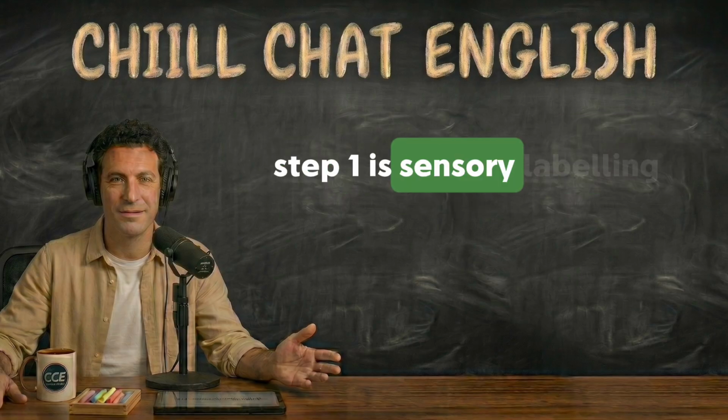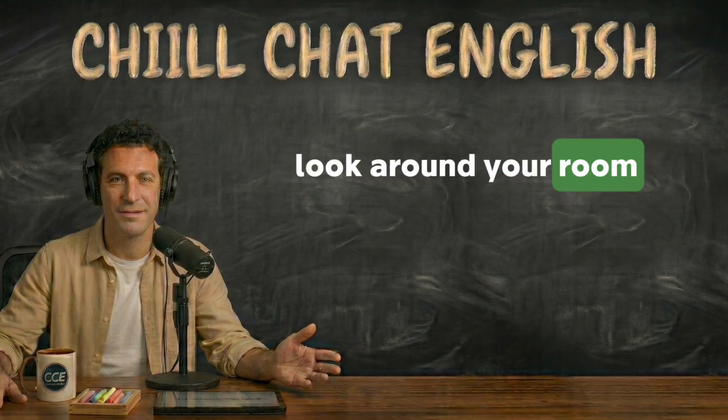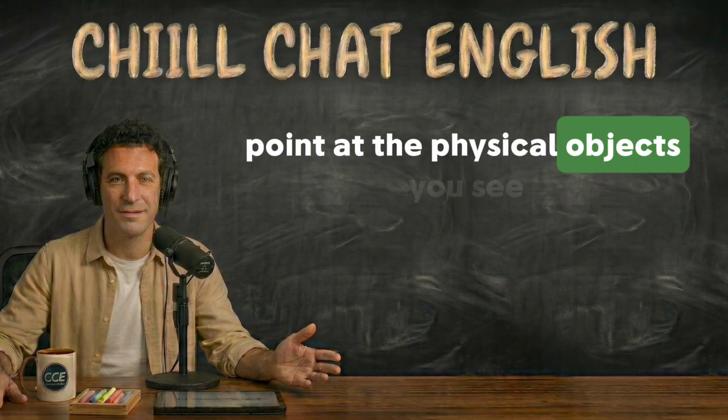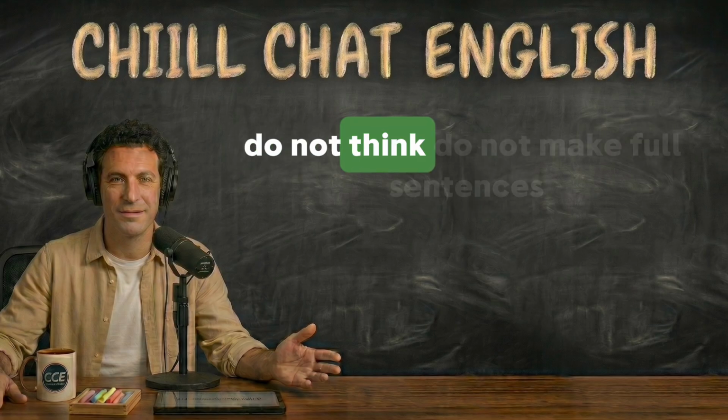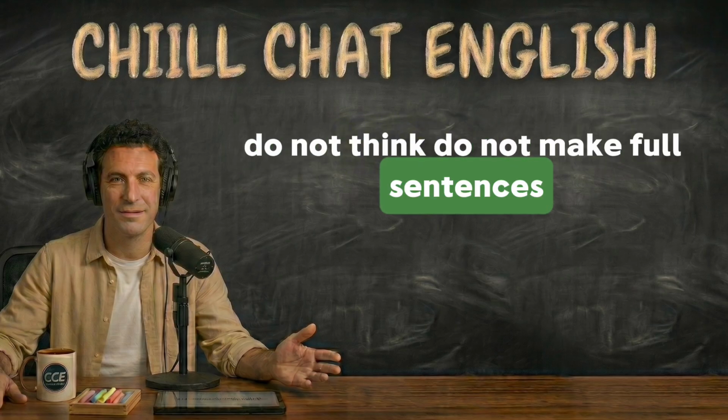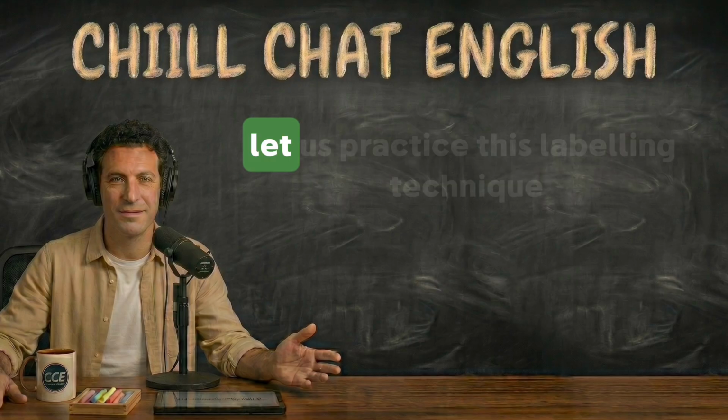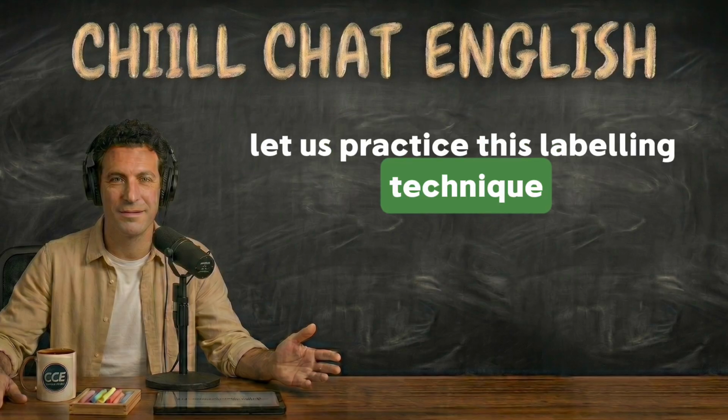Step 1 is sensory labeling. Look around your room. Point at the physical objects you see and label them instantly in English. Do not think. Do not make full sentences. Just name the objects. Let us practice this labeling technique now.